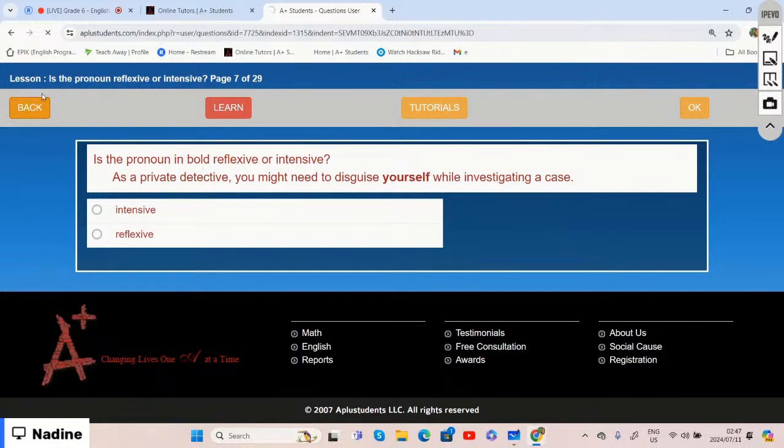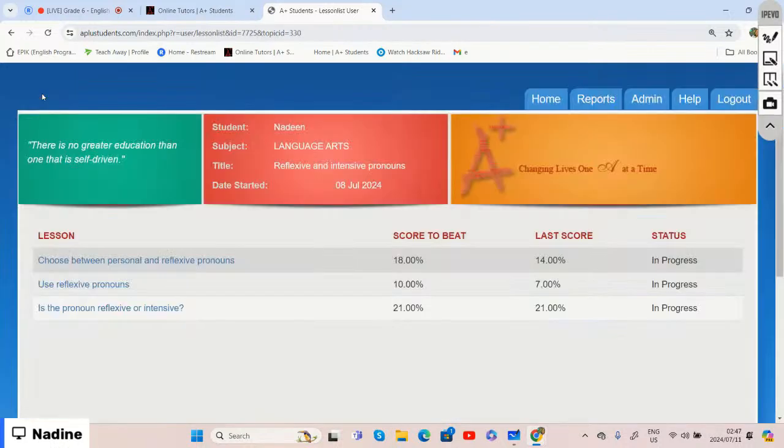All right, so that is the end of our lesson on reflexive and intensive pronouns. We said reflexive pronouns are pronouns that end in self or selves, and a reflexive pronoun needs to refer back to the subject, whether a singular or plural subject, in the phrase it is in. Then we have intensive pronouns, which intensify or emphasize the noun or the pronoun they are making mention of. So this is the end of our lesson.